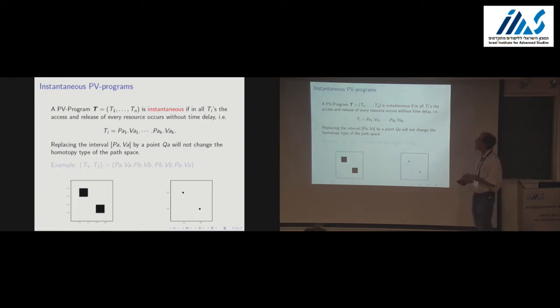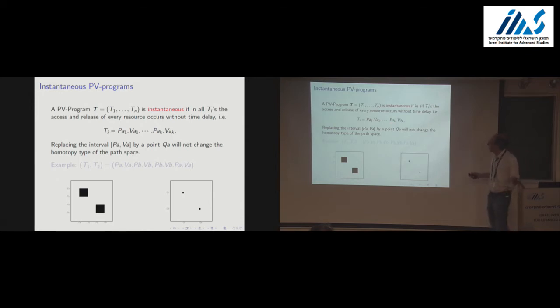Now we'll talk about some specific type of PV programs that look kind of simple, but in fact they give rise to interesting path spaces that have been considered quite widely in the literature. And we say that the program is instantaneous if all the access and release times occur at the same time, so occur just consecutively. So for example, Ti can be PA1, VA1, up to PAK, VAK.